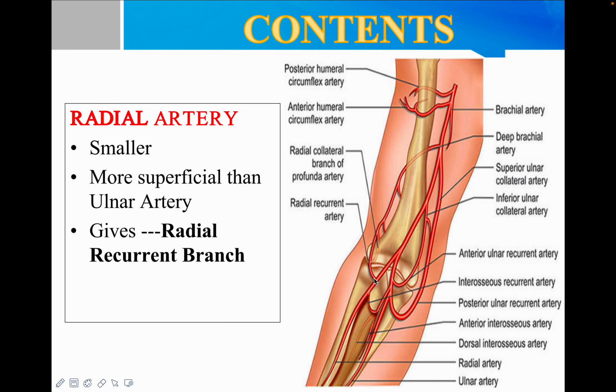So if you see here, this branch of the radial artery is going up, while the radial artery is going down in the forearm. So this is known as the radial recurrent branch of the radial artery.